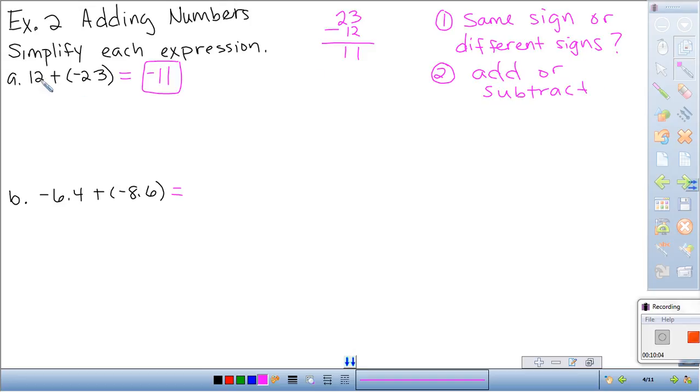And if they have different signs, you subtract, which is what we did. So let's look at B. Always first question, same sign or different sign? Negative, negative. So the same signs. The same signs we add. So we're going to add on this one.